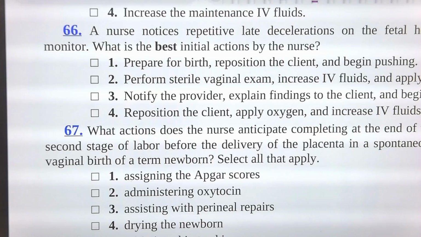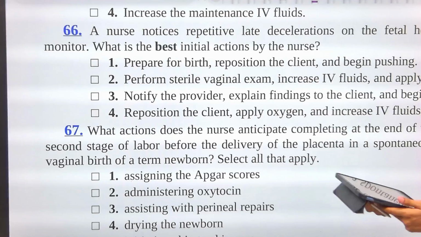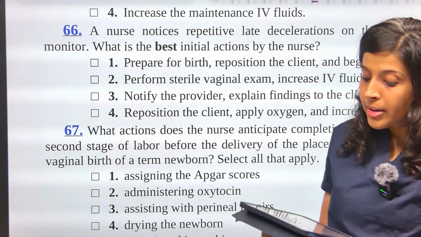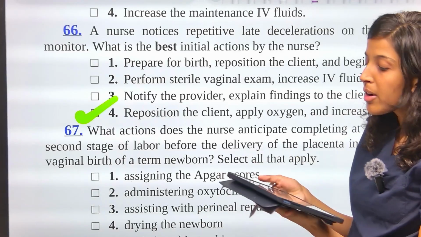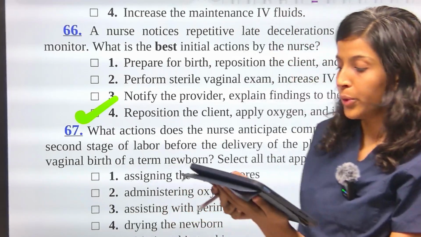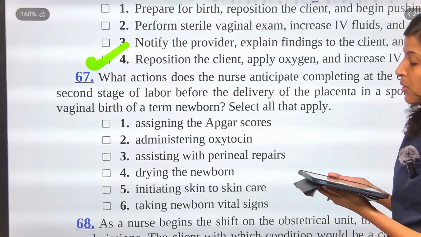The nurse noticed repetitive late decelerations on the fetal heart rate monitor. What is the best initial action by the nurse for late decelerations? So read all the options carefully and let me know what can be the right one. So answer number 4 will be the correct one, that is reposition the client, apply oxygen and increase IV fluids. Now let's read the next question.